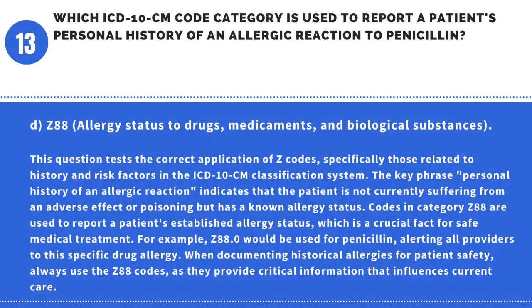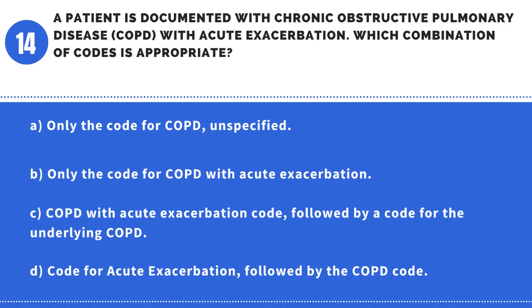When documenting historical allergies for patient safety, always use the Z88 codes, as they provide critical information that influences current care. Question 14. A patient is documented with chronic obstructive pulmonary disease, COPD, with acute exacerbation. Which combination of codes is appropriate?